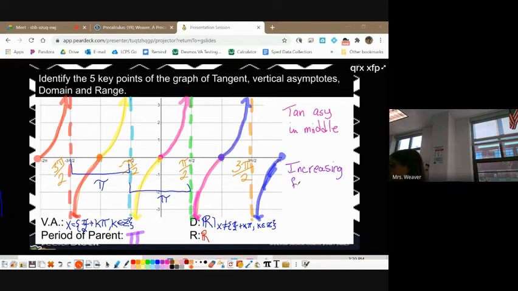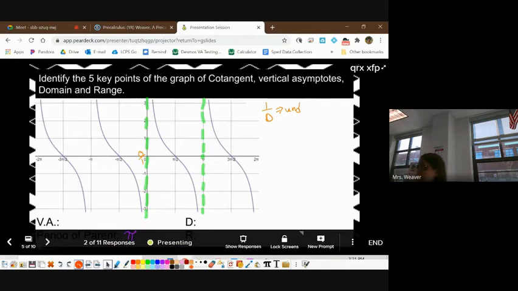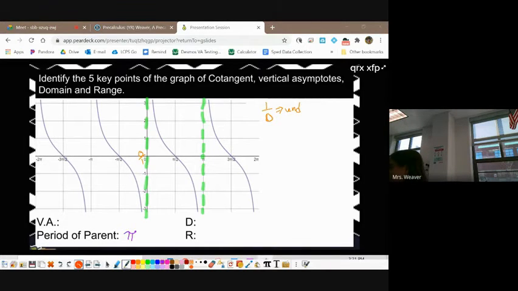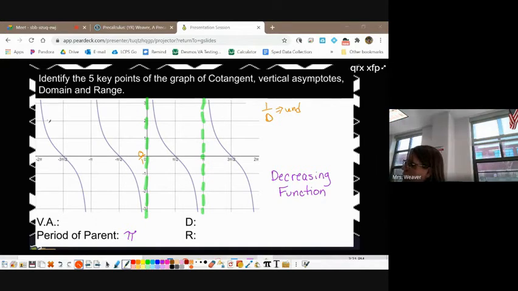So when we flip it to get cotangent, what do you think about cotangent? If tangent's always increasing and we flip it, what is going to be true about cotangent? Cotangent is always decreasing. Cotangent is going to be a decreasing function, meaning if you put your finger on the graph moving left to right, the y values are always decreasing. Next piece, decreasing. Next piece, decreasing. So cotangent is a decreasing function.